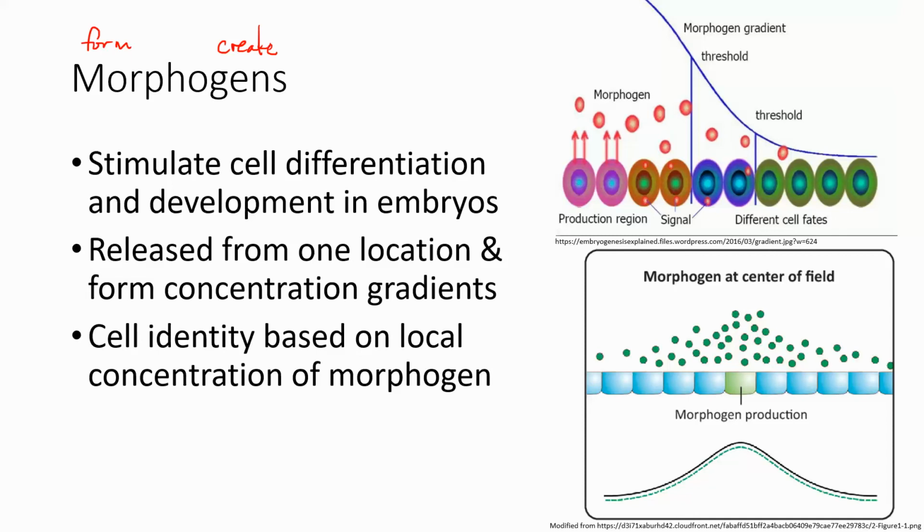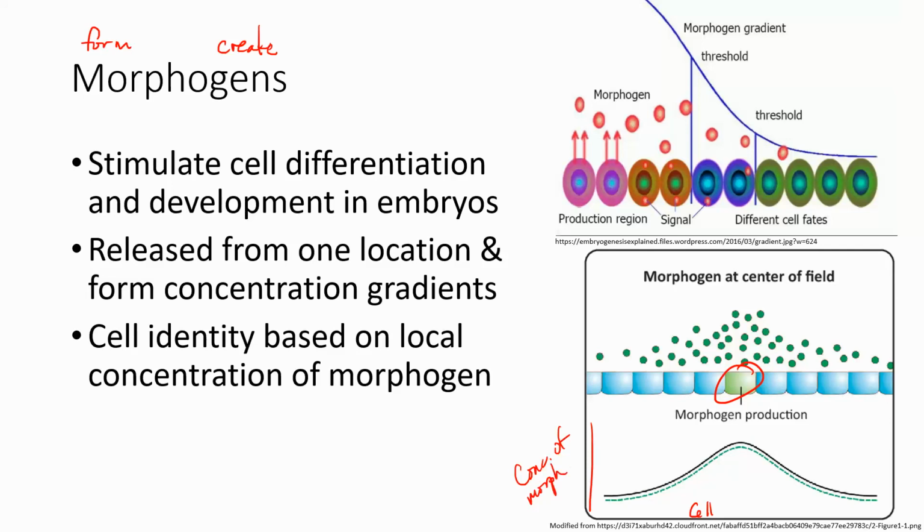I really like this bottom figure because it shows a cell that is producing a morphogen. And you also have a graph at the bottom, which is representing the cell on the x-axis, distance from the morphogen-producing cell, and here is the concentration of the morphogen on the y-axis.